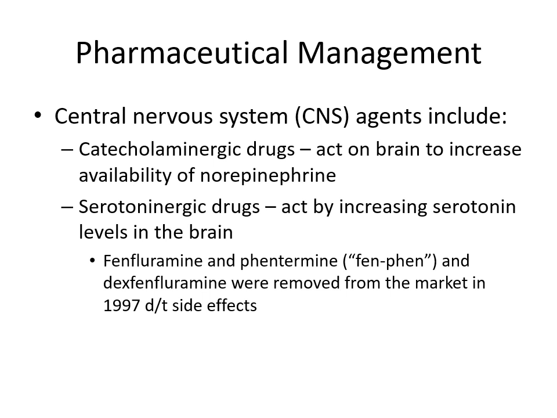So looking at different pharmaceutical management options, we do have central nervous system agents, which include catecholaminergic drugs, which act on the brain to increase the availability of norepinephrine, and serotonergic drugs, which act by increasing serotonin levels in the brain. Now the problem is that some of these drugs do carry side effects. So for example, fenfluramine and phentermine, known as fen-phen, and dexfenfluramine were removed from the market in 1997 due to side effects.